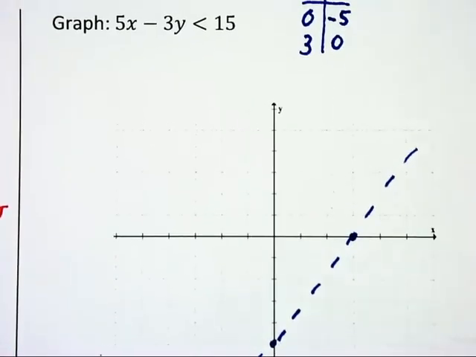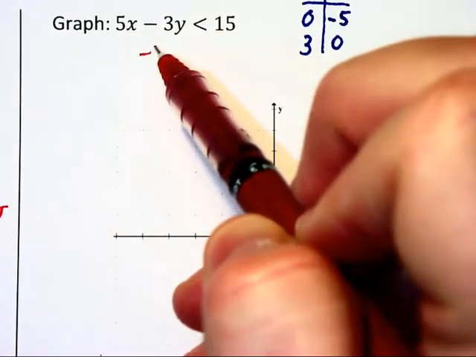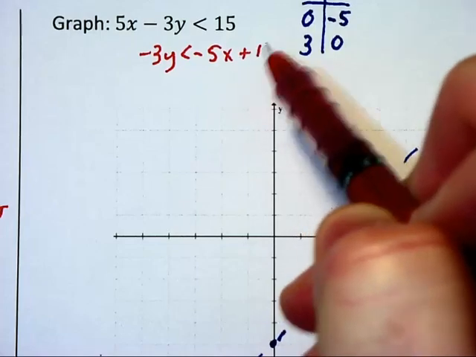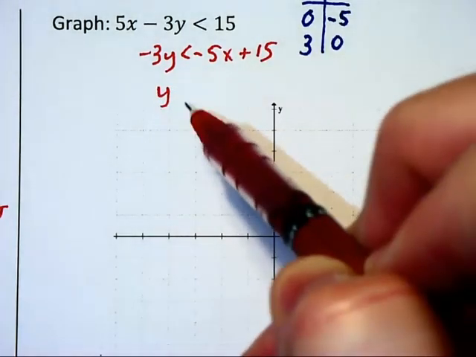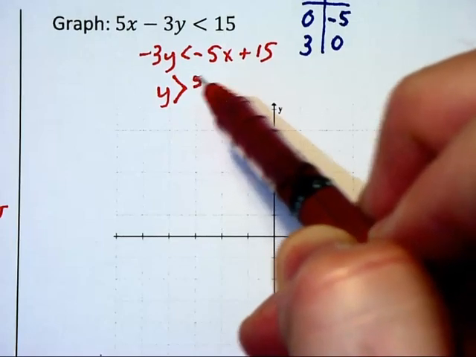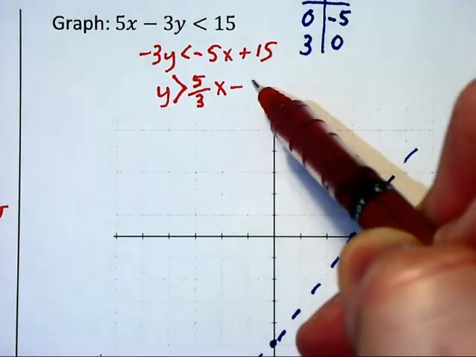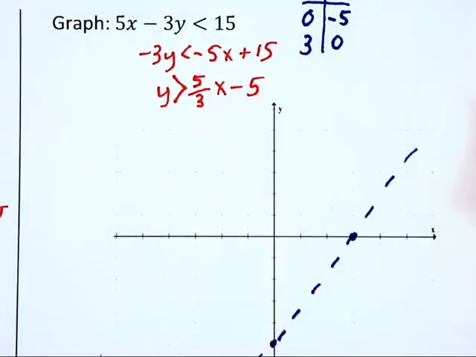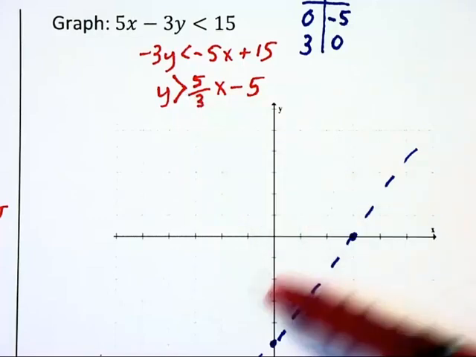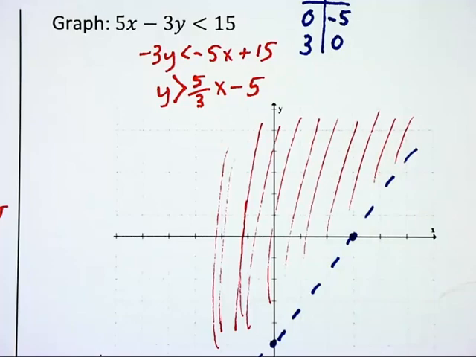Now, if we had switched this to slope-intercept form, had we subtracted 5x, -5x plus 15 on the right, and then divided by -3, notice how that would have changed to a greater than inequality, because whenever we divide by a negative, we change the direction of the inequality. Now we can see that this is actually a greater than inequality in which we will be shading above.